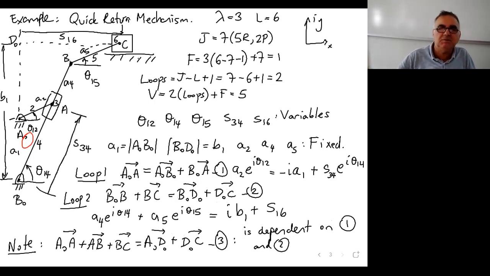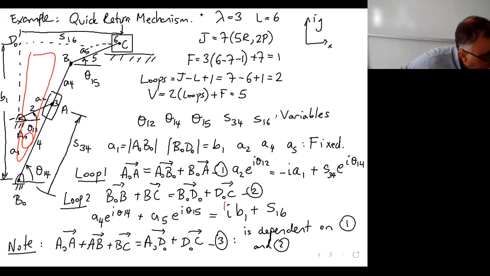The second loop equation is something like the bigger one, this one. So any other loop equations you would be writing would depend on these 2 equations. So the number of independent loop equations here is 2. Okay. Any questions up to here?